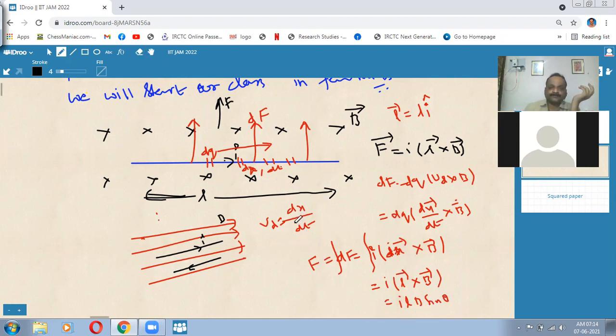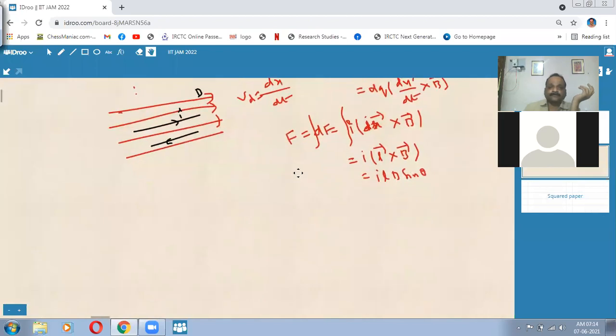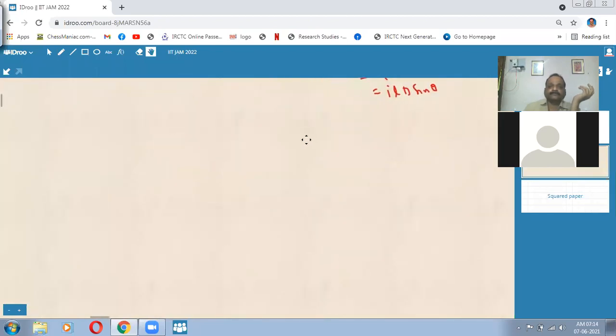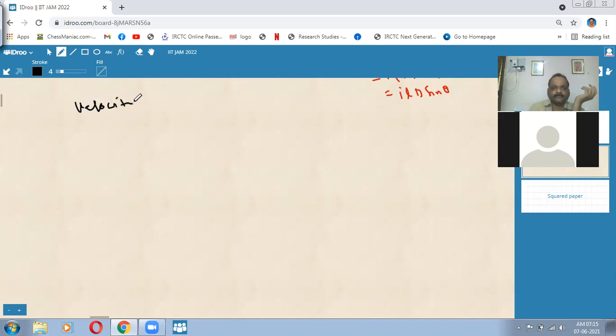Right now, the next topic we see is what is known as velocity selector. Put a subheading, velocity selector.